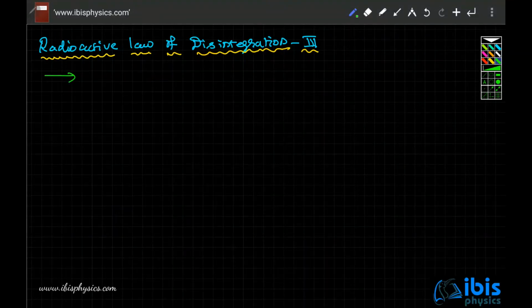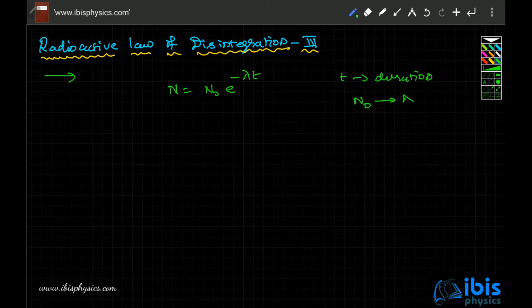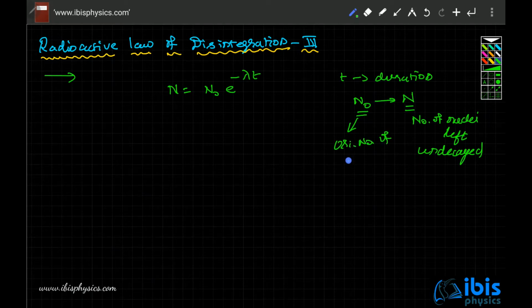In the previous two videos, we established that N is equal to N naught e power minus lambda t, where t is the duration in which N naught number of nuclei became N. So this N stands for number of nuclei left undecayed, and this N naught is the original number of radioactive nuclei. So N is equal to N naught e power minus lambda t.